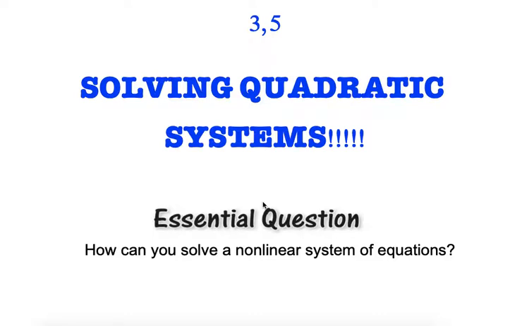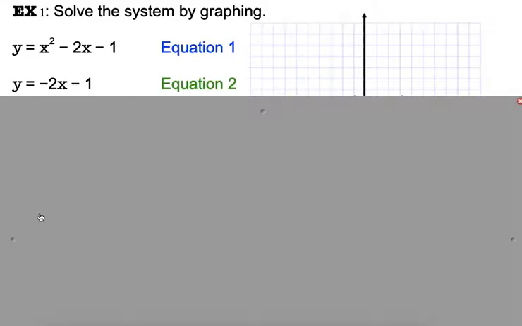We're going to discuss how to solve a system of quadratic equations. Now, the ones we're going to look at today are either going to be a quadratic and a linear, or you could possibly have two quadratics, but I have not provided any videos of that. So the first one we're going to look at is y equals x squared minus 2x minus 1, and y equals negative 2x minus 1.